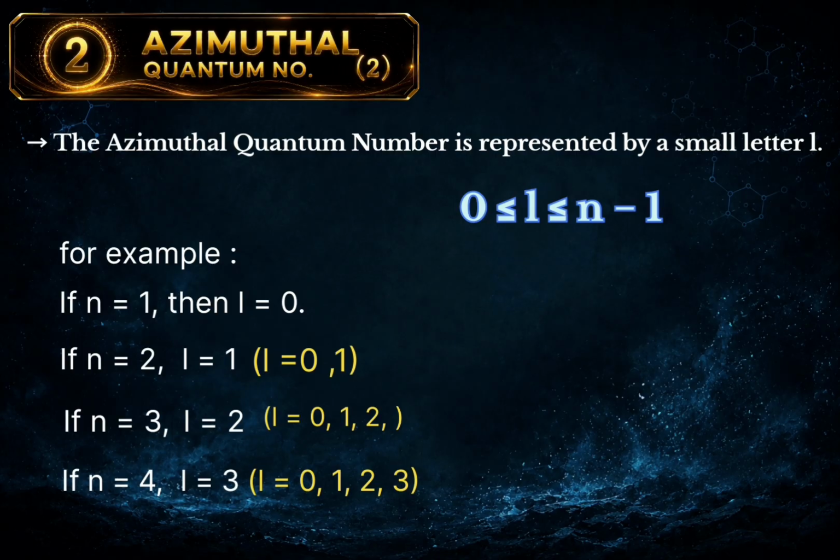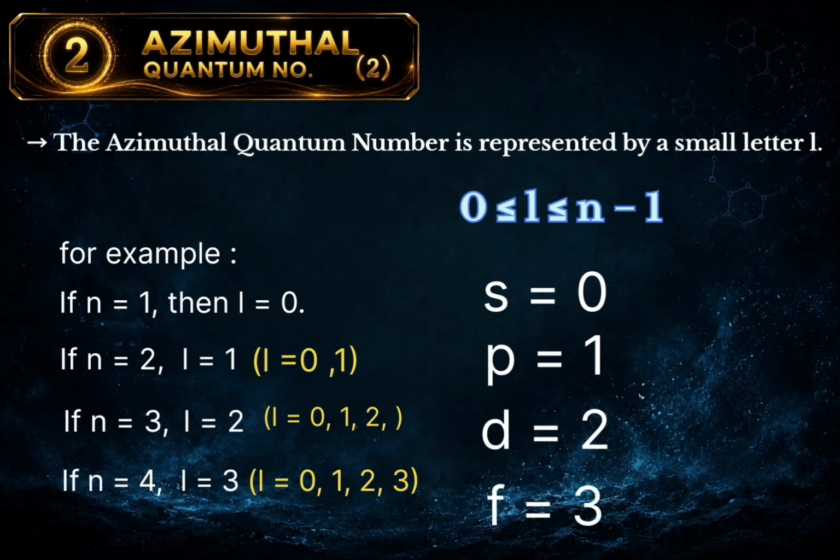One more thing. Instead of remembering the values of the Azimuthal quantum number separately, you can simply remember this: S equals 0, P equals 1, D equals 2, F equals 3. We'll solve questions based on this at the end, so don't worry about memorizing it right now. So let's do a quick recap of what we've learned so far.